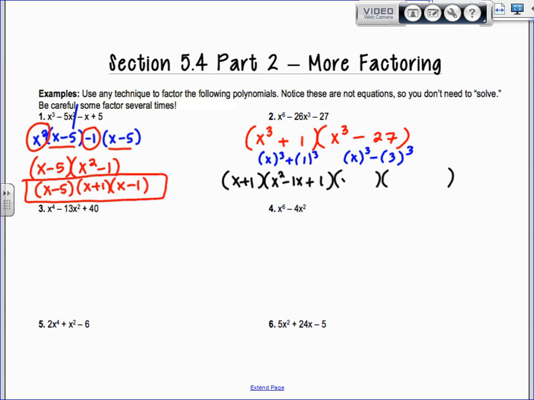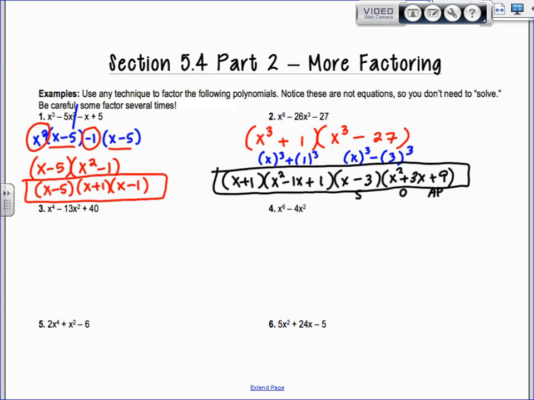Same thing over here. I'm just going to drop the cubes, so I'm going to have x minus 3. I'm going to square the first item, and I'm going to square the last item. Then I'm going to multiply these 2 together, so I'm going to have 3x in the middle. Just ignore the sign. Then again, your signs are SOAP: same, opposite, always positive. So I'm going to have plus and plus. That's your final answer. When you have cubes, the trinomial part that you have doesn't factor anymore. So you're good.